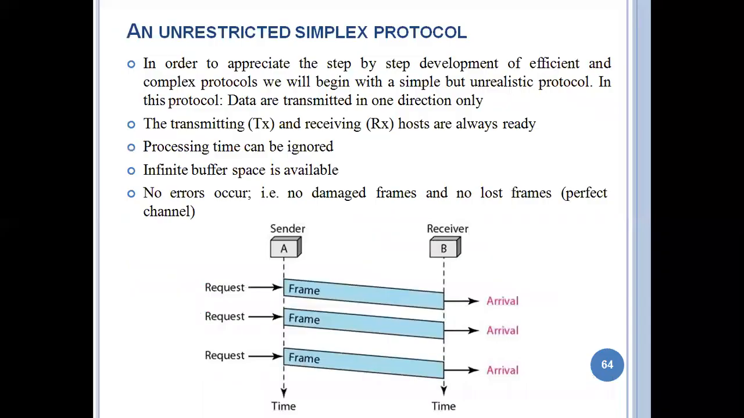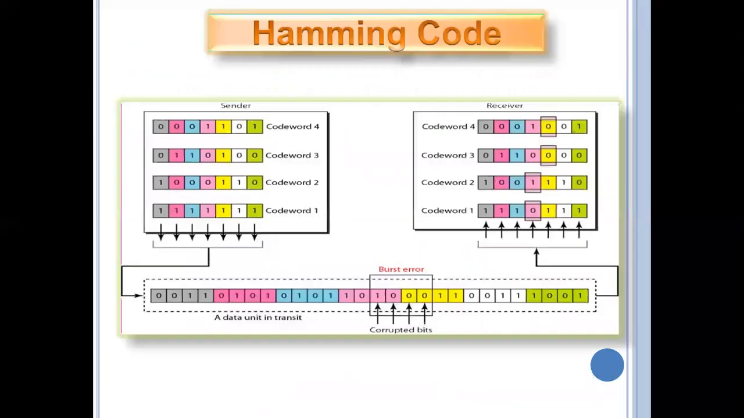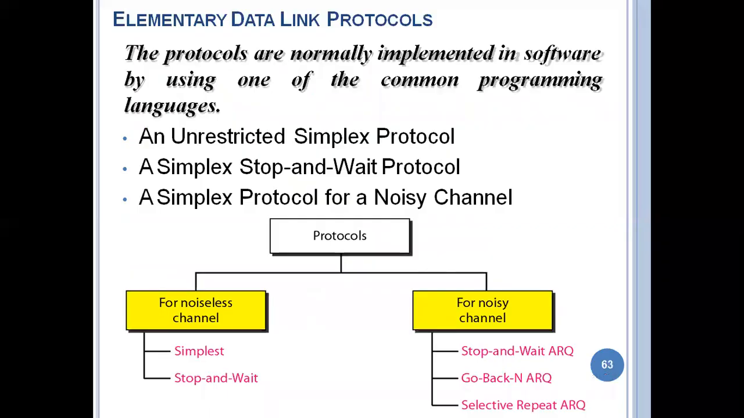Hamming codes, right, and protocols. Let us recall what we discussed in the past session. In the protocols of the data link layer, there are two kinds of channels. One is the noiseless channel, the second one is the noisy channel. For the noiseless channel, we use the simplex protocol as well as the stop and wait protocol. For the noisy channel, we use the stop and wait ARQ protocol, Go-Back-N ARQ, and Selective Repeat ARQ protocols.